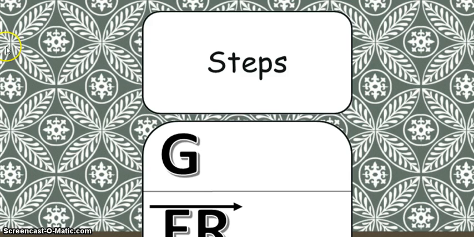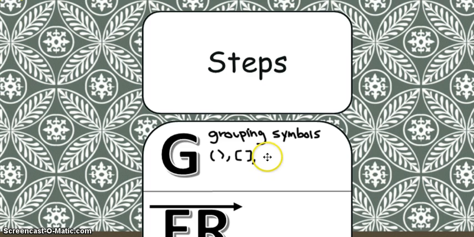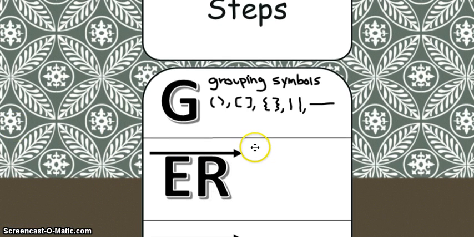Alright, so the G in GERMDAS stands for grouping symbols. And grouping symbols come in a lot of different ways. They can look like parentheses, like brackets, like the fancy brackets. I don't know what these are actually called. The ones that have like the little pointy thing. Absolute value lines, and that long division line where it actually is kind of like a fraction bar. Alright, if we go down to the next one, we have exponents and radicals.